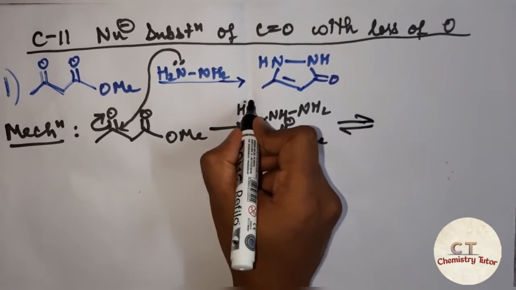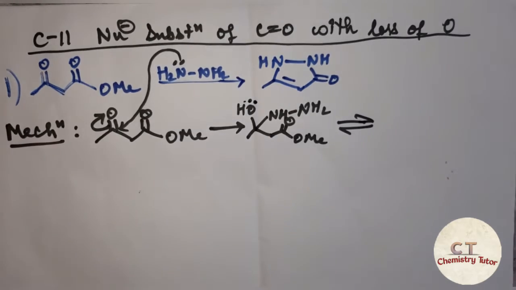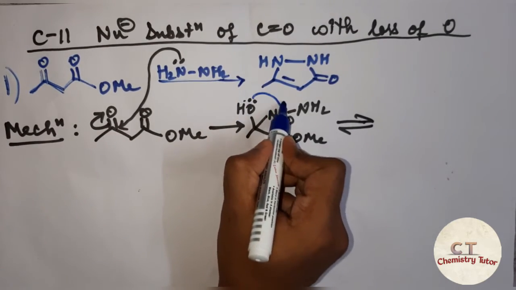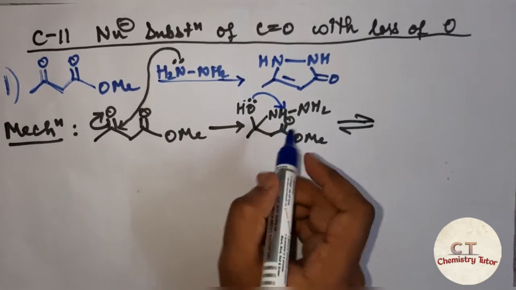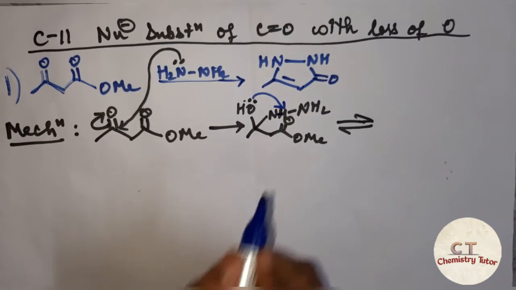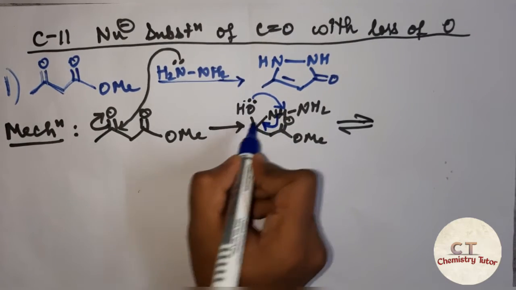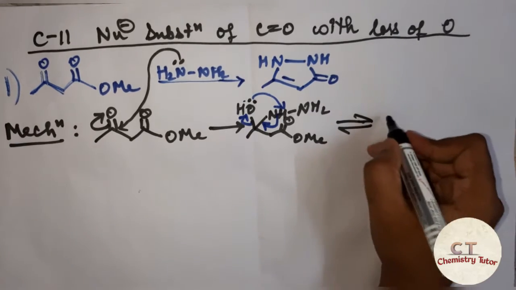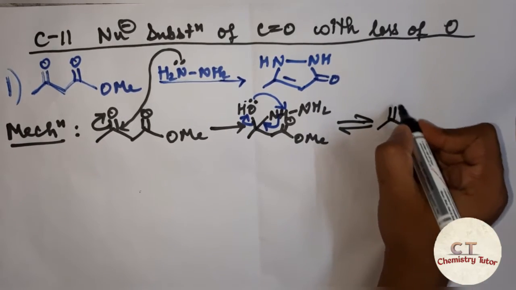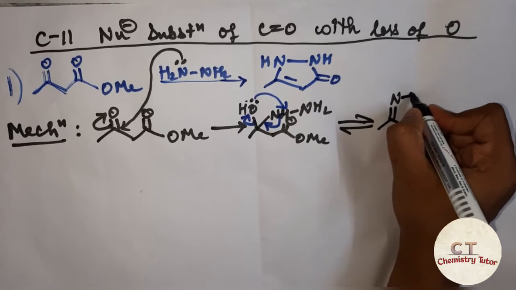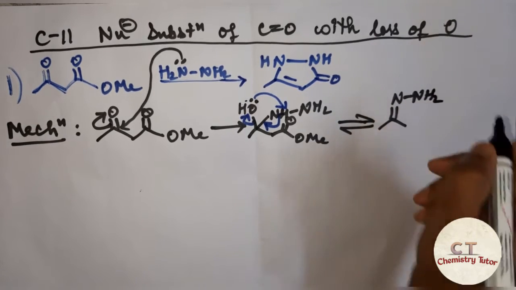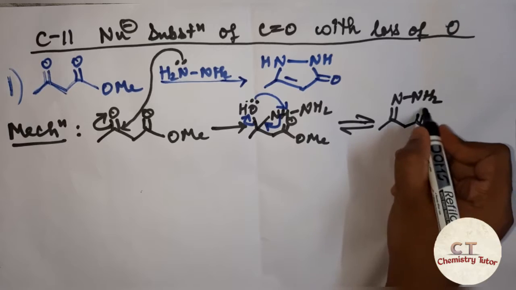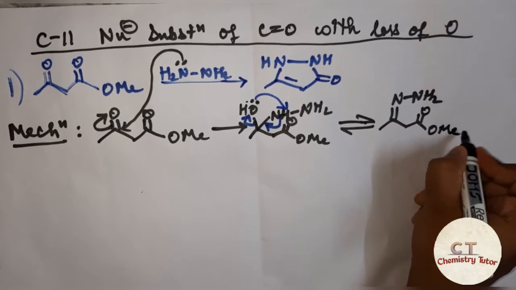Again, the lone pair in the oxygen atom will abstract this hydrogen atom. Okay, and thus there is a bond, and this bond will go there, and thus it gets leave. Okay, thus giving an imine system. Now what is the next step?